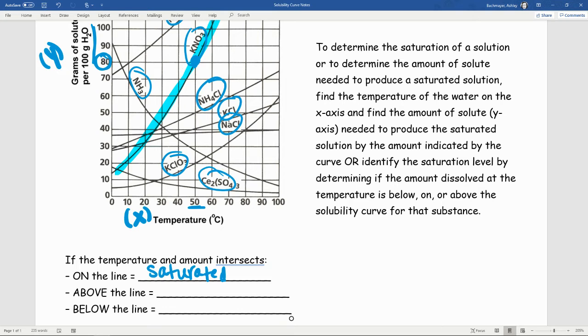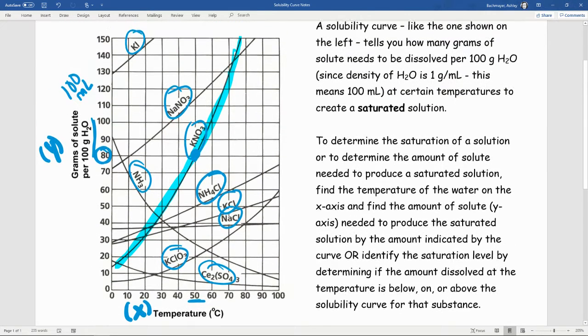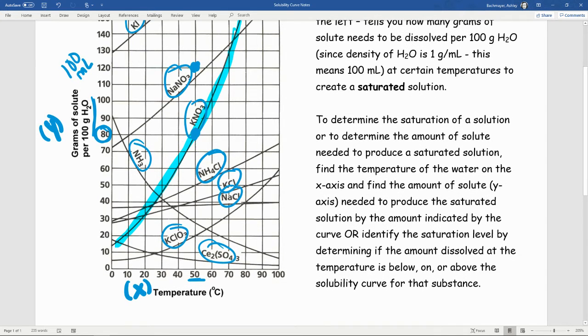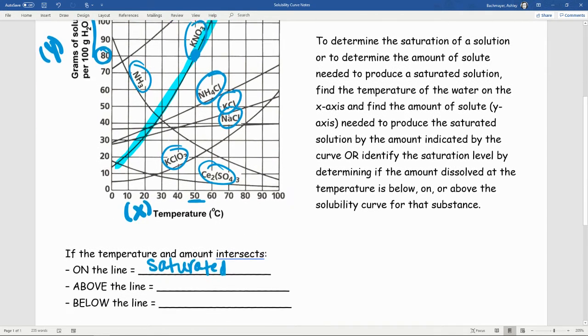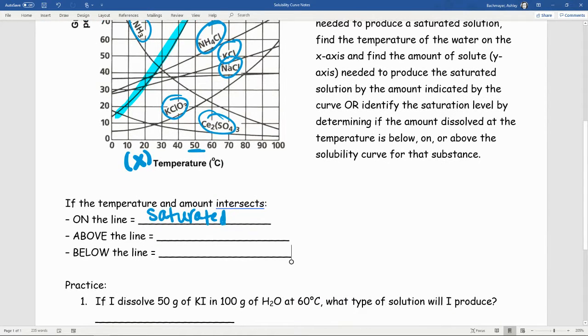If, however, let's say I had dissolved 120 grams of KNO3, so I'm up here. So still 50 degrees Celsius, but now I had dissolved 120 grams. I have dissolved more than what I should, so it's higher than the saturated. This would be called supersaturated. Okay, so that is a supersaturated solution. So I'm going to just put supersat.